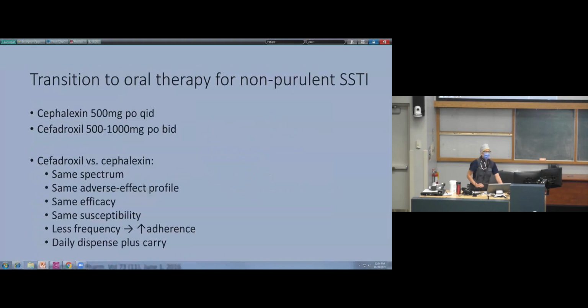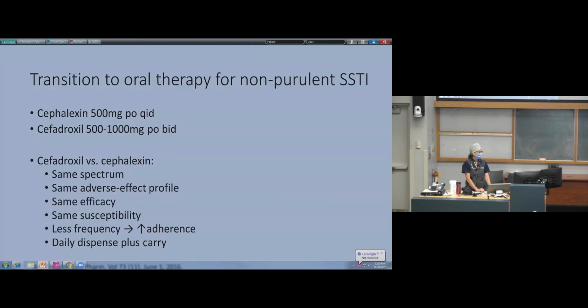So when we start people on IV antibiotics, if they need them, we then want to transition them to oral antibiotics. This is for non-purulent skin and soft tissue infections. And we do this sort of once they've turned the corner. So once their fever and tachycardia have resolved or they're starting to feel a little bit better, that's when we transition them to oral therapy. And generally, it's a first-generation cephalosporin.